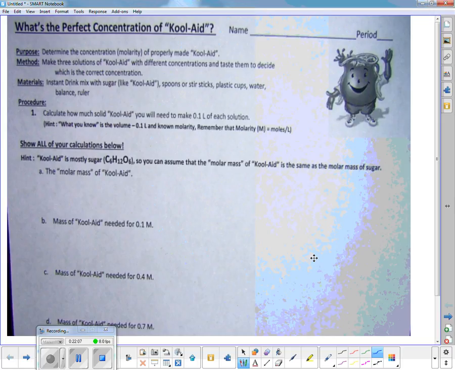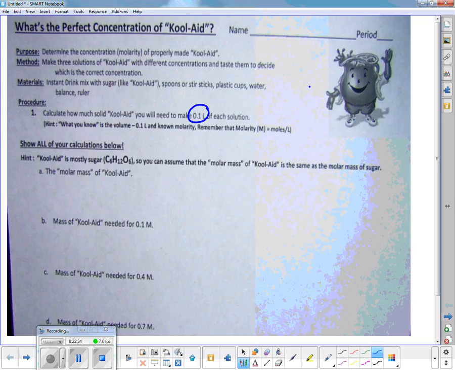Okay. Method, you get 3 solutions of Kool-Aid at different concentrations and taste them to decide which is the correct concentration. You got materials, instant drink mix with sugar like Kool-Aid. We're going to do stir sticks. You got paper Dixie bathroom cups, water. We're not going to worry about the ruler, but the balances are at the back. You're going to calculate how much solid Kool-Aid you'll need to make 0.1 liters.